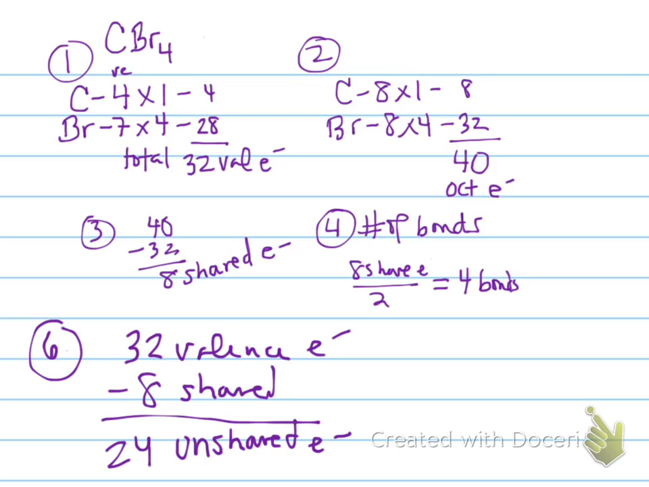So you have 24 unshared electrons. Well, let's focus on some rules for drawing Lewis structures. We now know the big important pieces. We know we've got 4 bonds. We know we have 1 carbon, and we know that we have 4 bromine atoms. How do I hook these things together? What goes in the middle? Do I hook them all in a straight line?